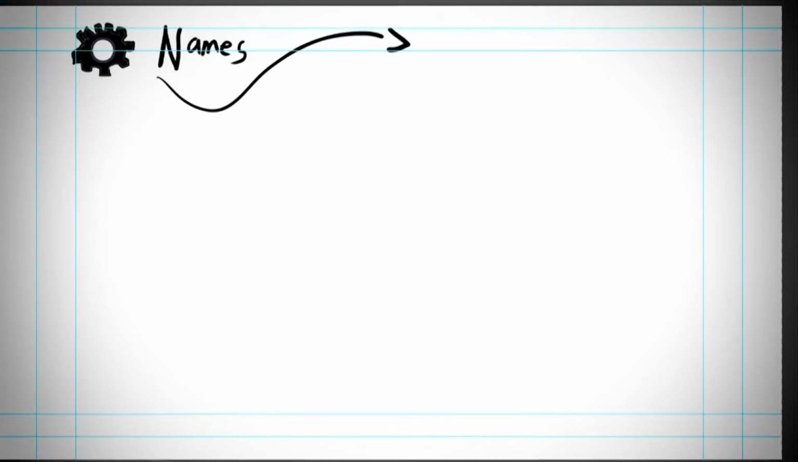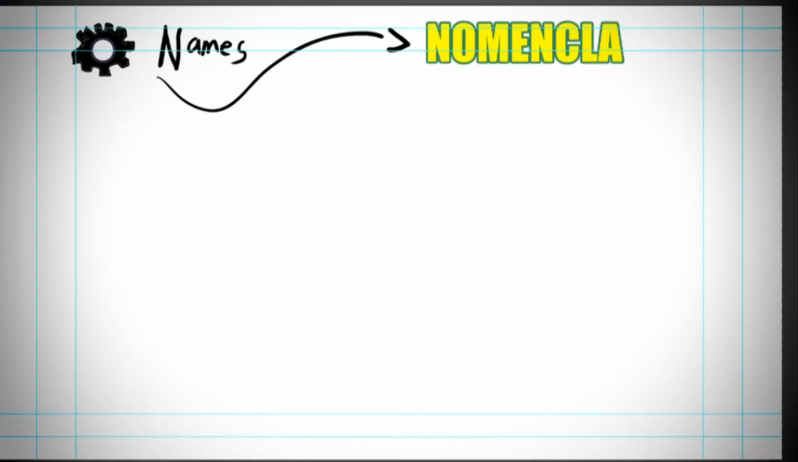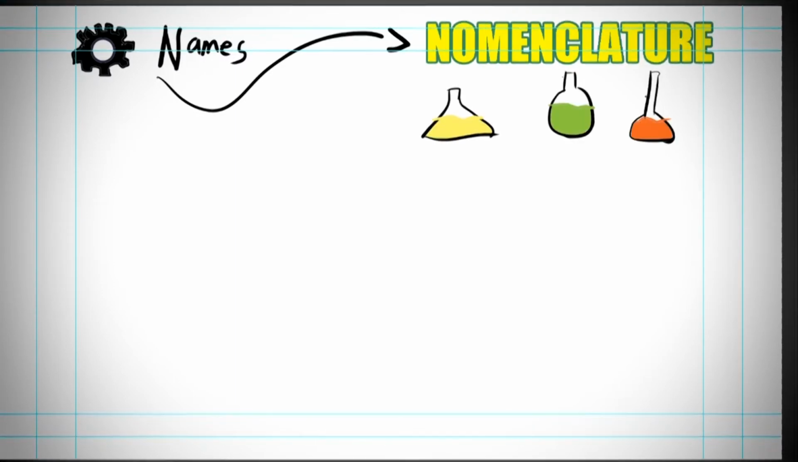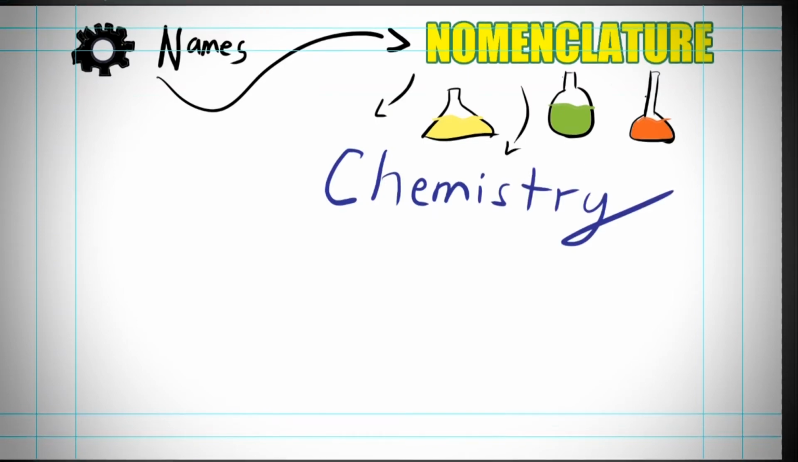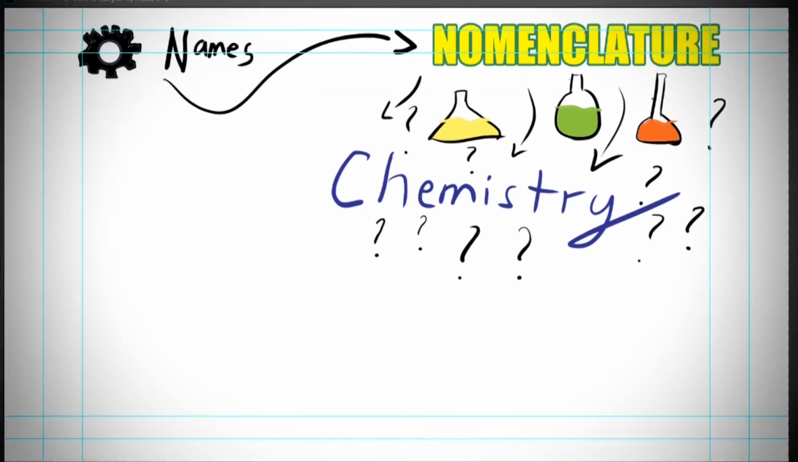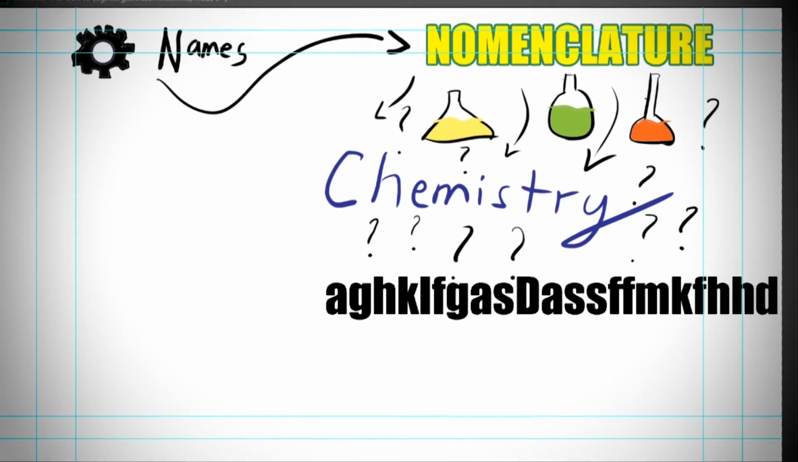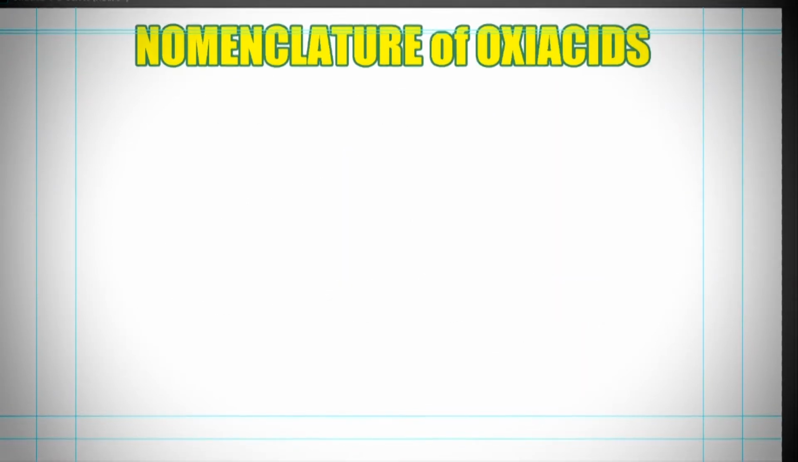The idea of building a system using names to identify and organize things is called nomenclature. In chemistry, nomenclature is everywhere because there are just so many things and terms that need to be named. Without this, chemistry would be difficult to impossible to study. That's why it is important to study it, like the nomenclature of oxyacids.